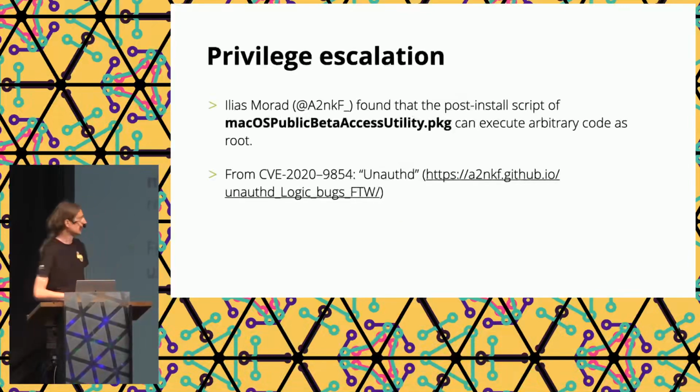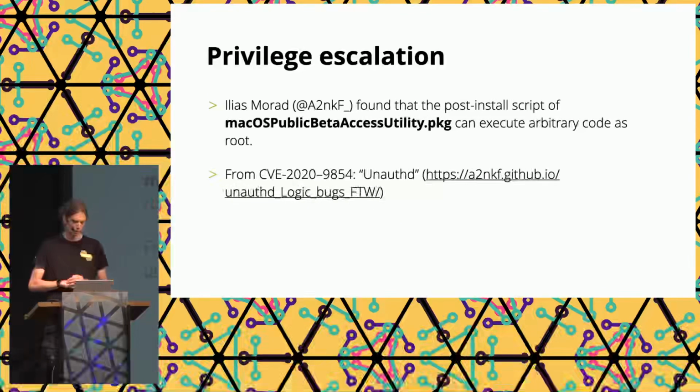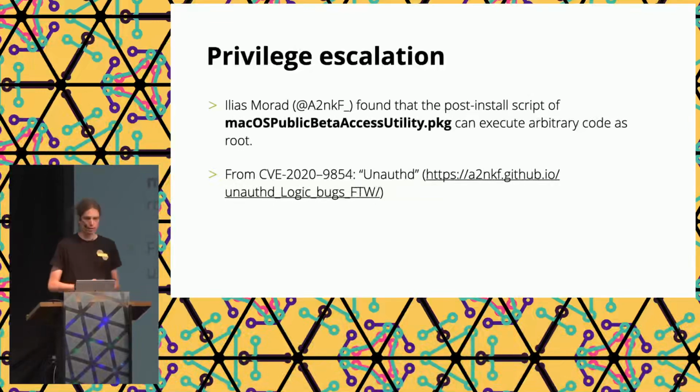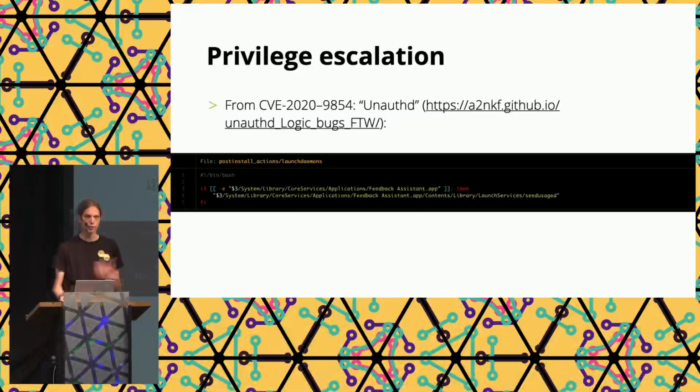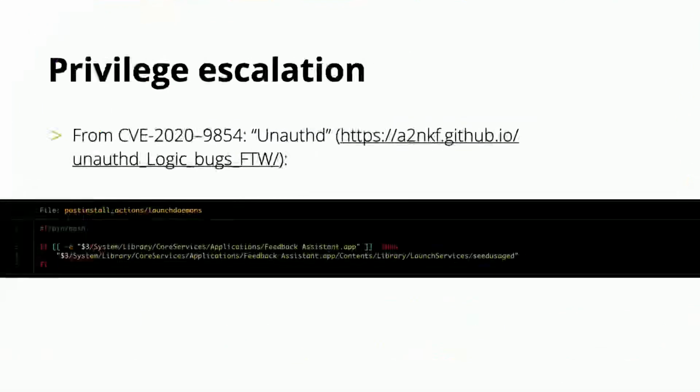And there's also a nice package we can use that was found by Ilyas Morad. This package, if you install it to a disk, then in its post-install script, so after it has performed the installation, it will run a script from the disk you installed it to. So it checks if a certain file exists, and then it runs it. But it doesn't actually check that the disk you install it on is a macOS disk.